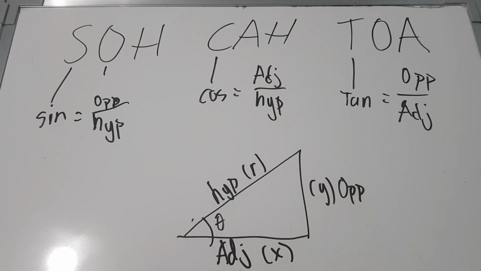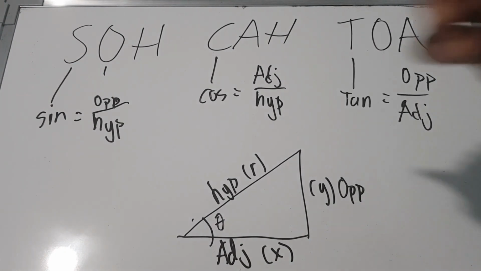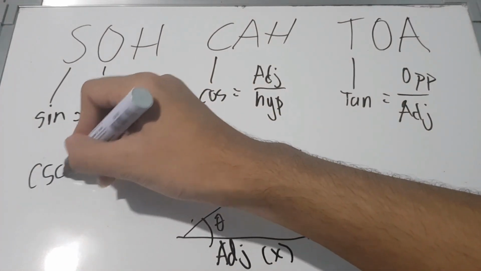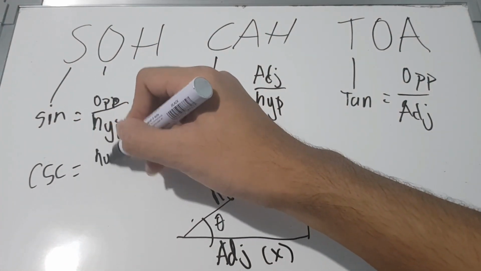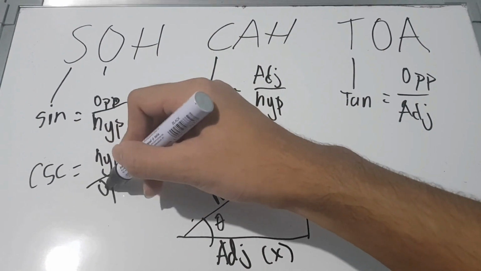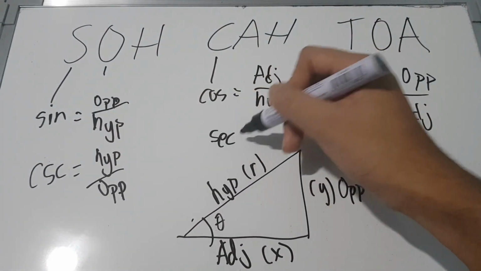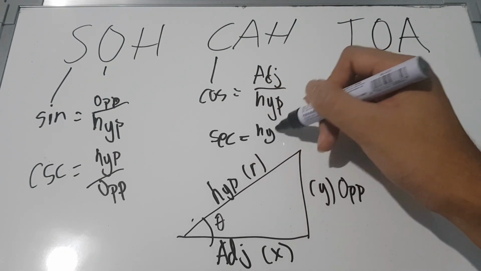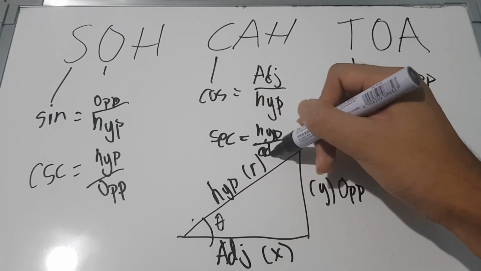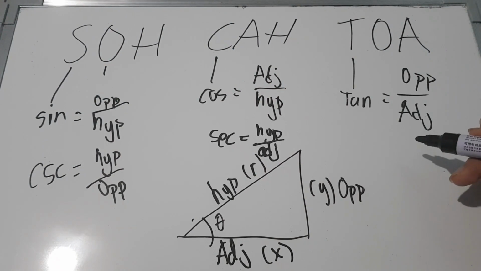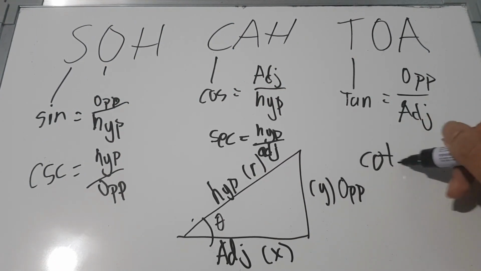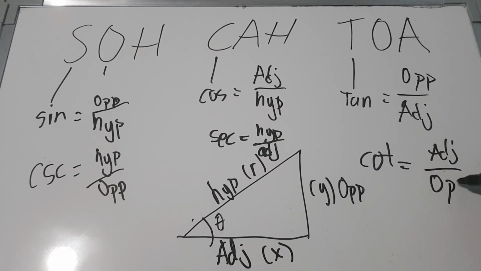This also goes for their corresponding reciprocals. For sine, it is cosecant, which will be hypotenuse over opposite. For cosine, it will be secant, which will be hypotenuse over adjacent. And for tangent, it will be cotangent, which will be adjacent over opposite.